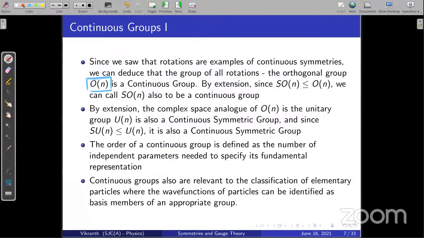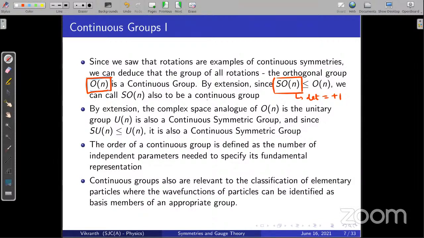Let me switch to red. So this is the orthogonal group, or a group of all rotation matrices. And by extension, you also had a subgroup of this, which is SO(n), the special orthogonal group, where the determinant, for a reminder, is equal to +1. So an element of the special orthogonal group has a determinant equal to +1.